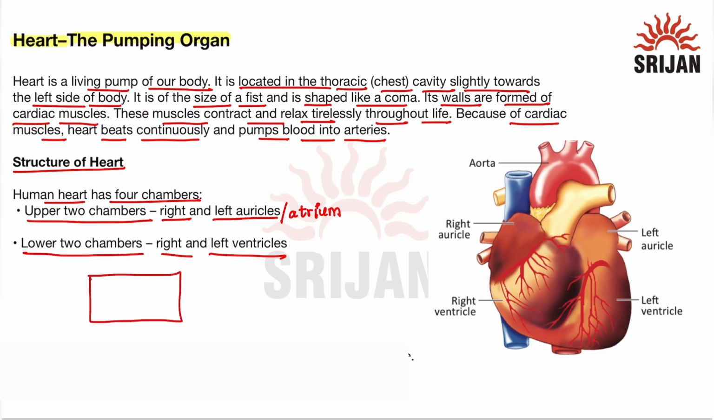Now let us understand by a diagram. For example, this is the human heart. So upper two chambers, they consist of right atrium and left atrium. The lower two chambers consist of right ventricle and left ventricle. So there are four chambers. We can see in this figure also, which shows the right auricle or the right atrium, right ventricle, left auricle or the left atrium, and the left ventricle.